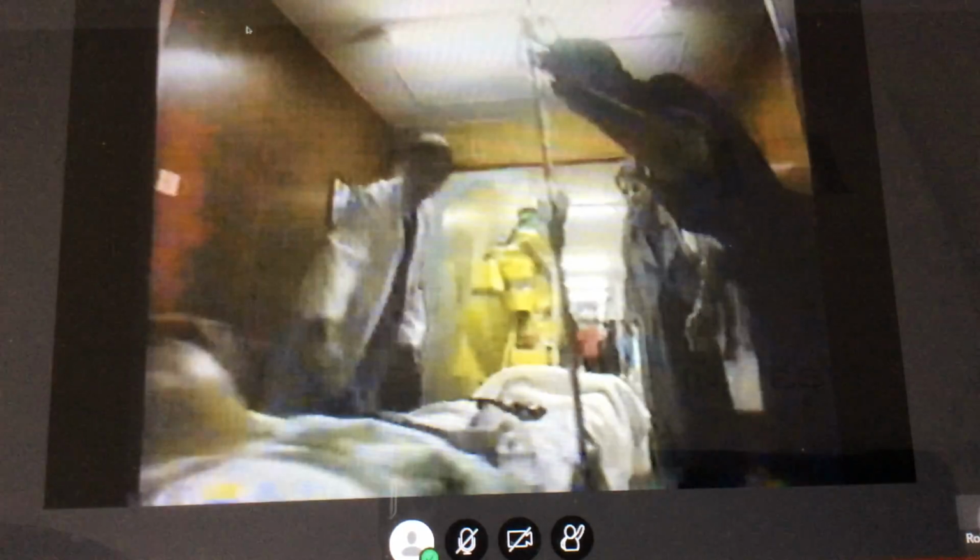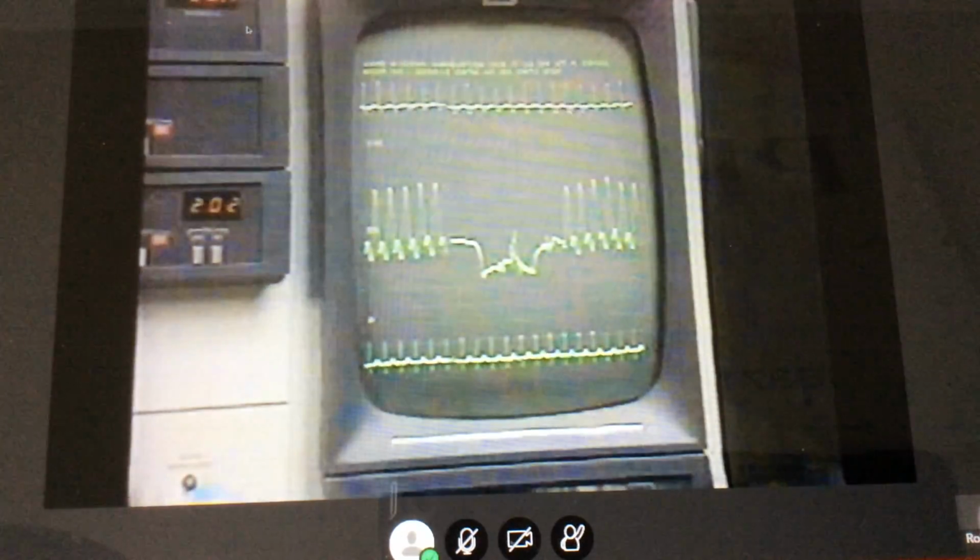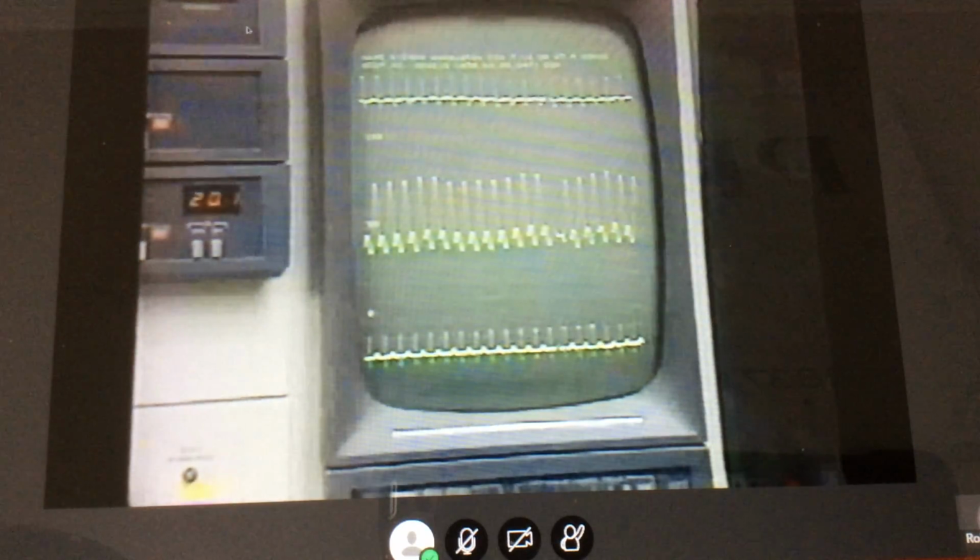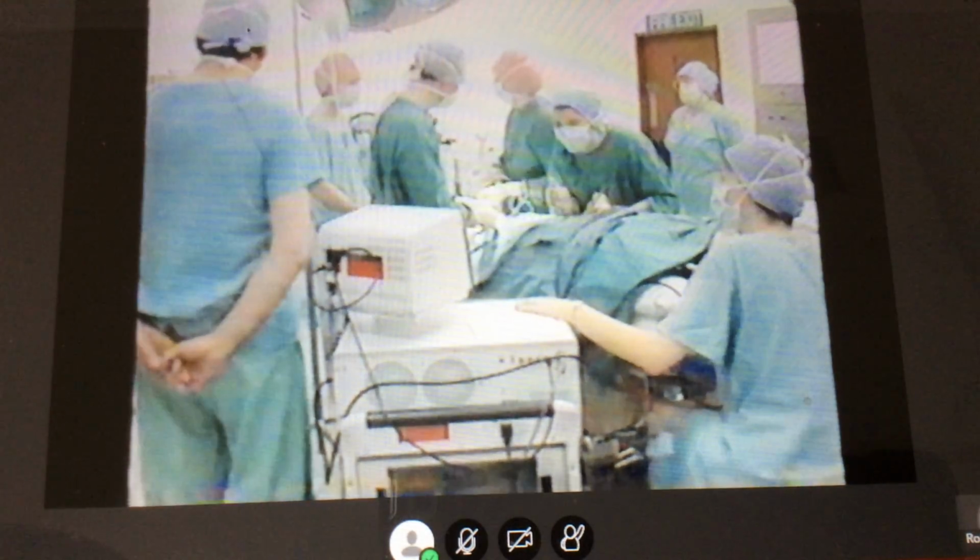Yet another traffic accident victim arriving at the hospital. Every second counts. For this victim has suffered severe head injuries. The danger, damage to one of the body's vital organs. That organ, the brain.